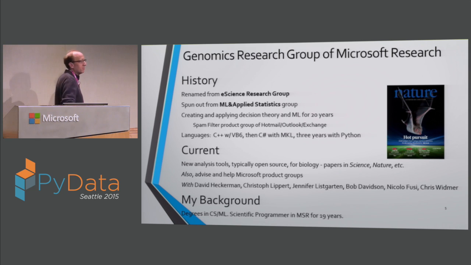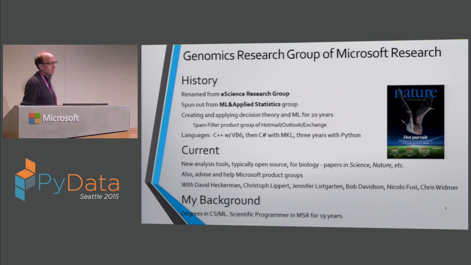Language-wise, we used to use C++ for our things that needed to be really fast, and VB for UIs. Then we switched to C# for both, and we make our C# faster by using MKL matrix libraries. For the past 3 years we've been using Python. We still use a version of the MKL library that we get from Anaconda, and we also write little bits of C++ code to make things faster where we see the need.